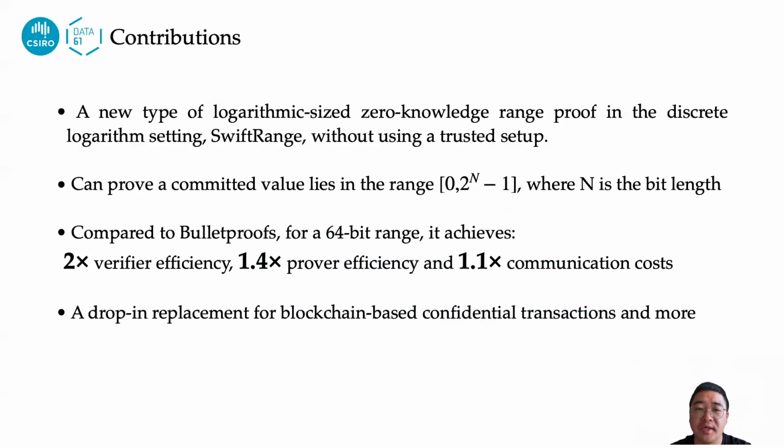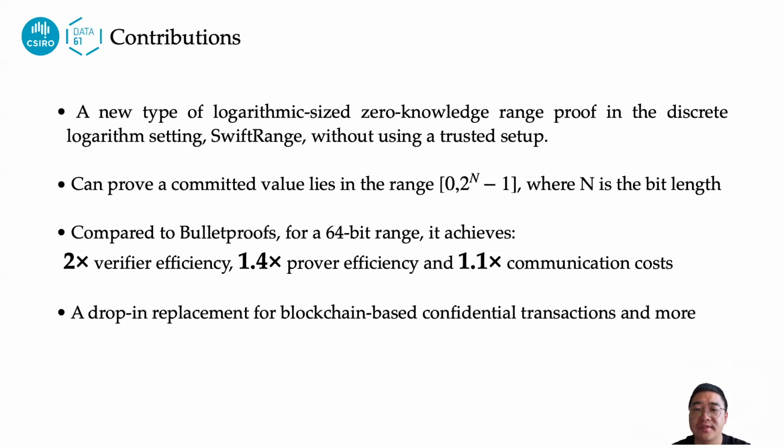First of all, let me give an outline of our contributions. In this paper, we developed a new type of logarithmic sized zero-knowledge range proof in the discrete logarithm setting, called SwiftRange, without using a trusted setup. It can prove a committed value lies in the range between 0 and 2 to the power n minus 1.